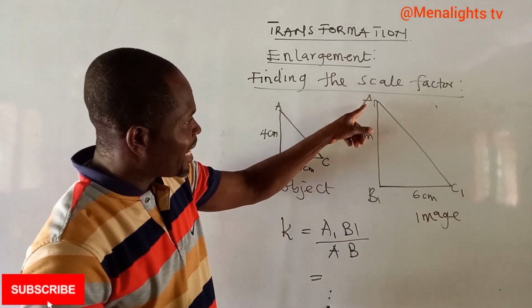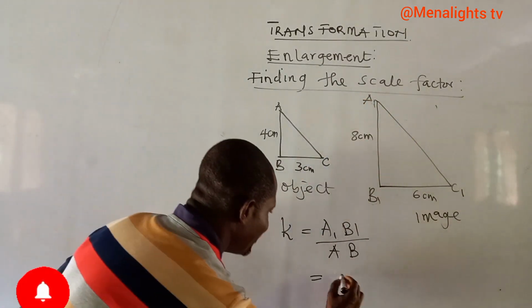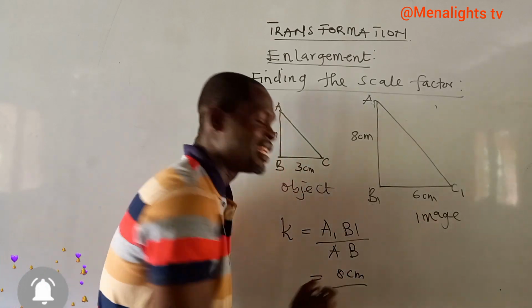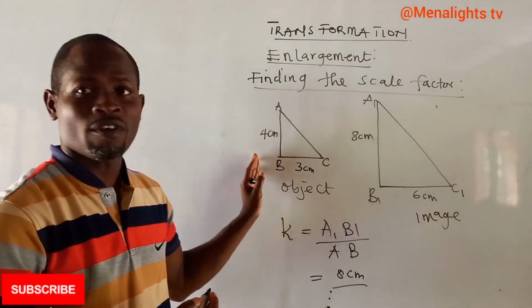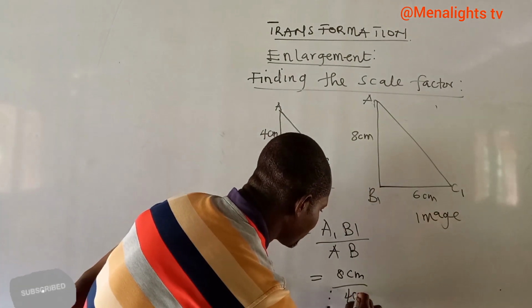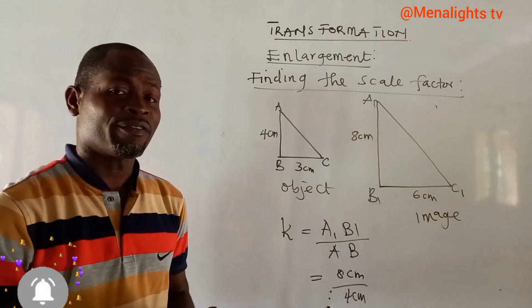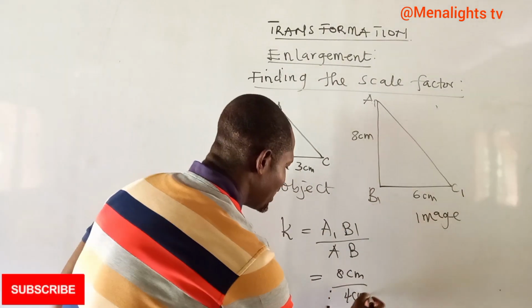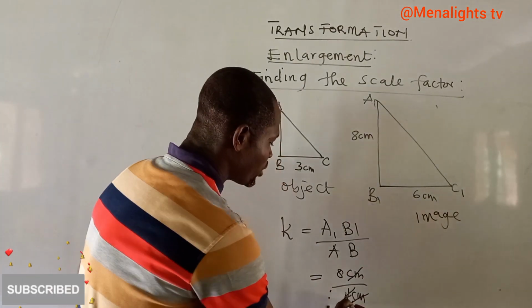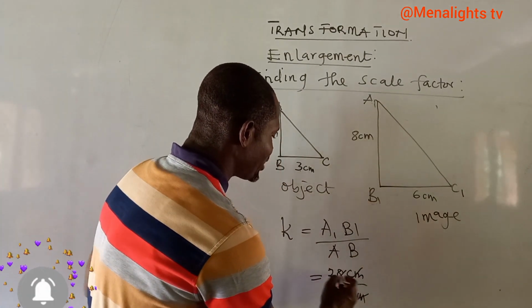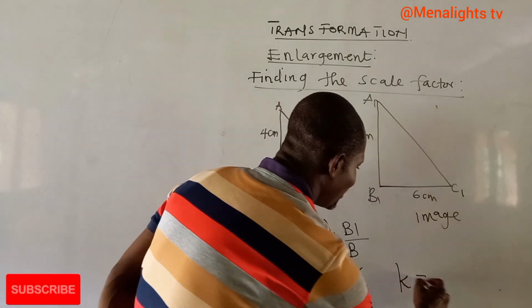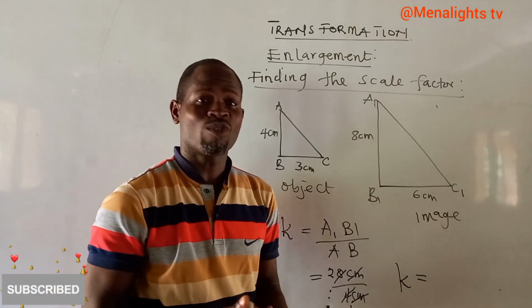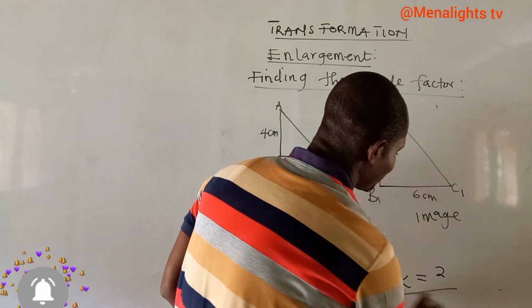Now, the image distance here is 8 centimeters, and the object distance is 4 centimeters. So we are now going to divide the 8 by 4. The centimeters will cancel. 4 will go into 4 one time and into 8 two times. So we can say that our K, which is the scale factor, is equal to 2.